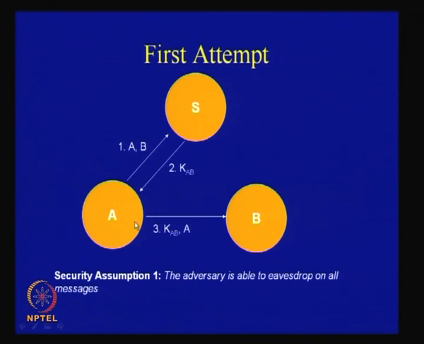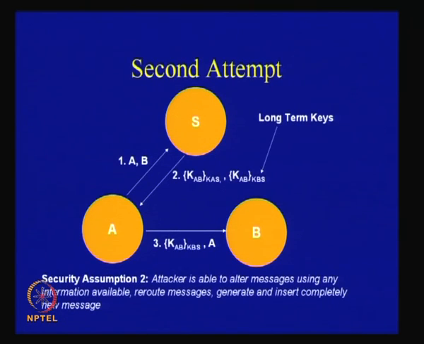Now if we write the attack in the form of a security assumption, we know that this protocol is weak because the adversary is able to eavesdrop all the messages, that is, these channels are not at all trusted channels. So an eavesdropper can simply observe this traffic KAB and get the session key. Of course, this is not what is intended. So the obvious idea is to use encryption, and that is the second attempt.